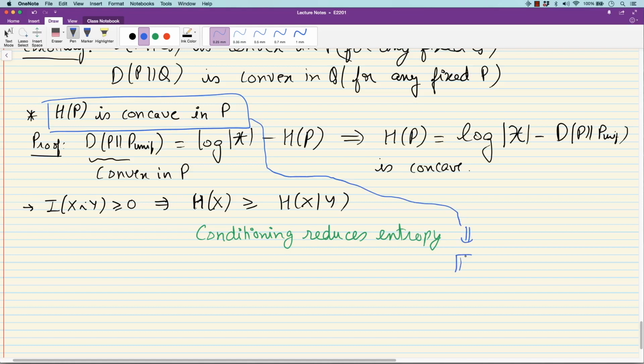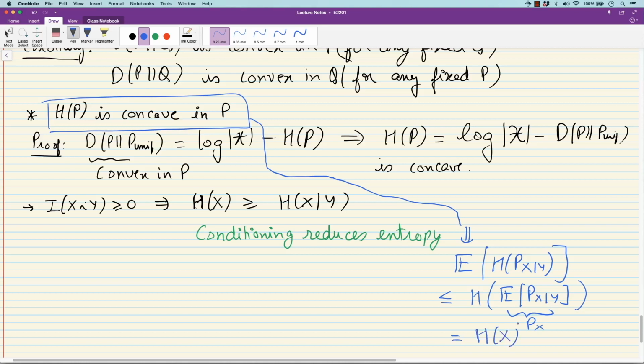How? Since entropy is a concave function, this conditional entropy is the expected value of H of X given Y. And because H is concave, I can take the expectation inside and it will only increase the function. So you take the expectation inside, it's the expected probability P of X given Y. What is this expected probability? This is nothing but P of X. So this guy here is H of X. So this is an alternative proof of the fact that conditioning reduces entropy. We already saw it from mutual information.